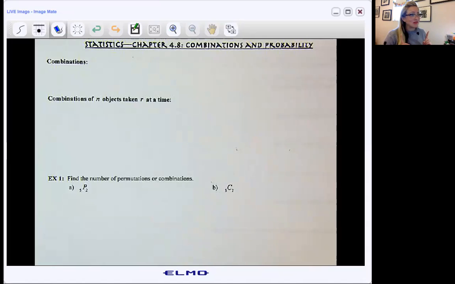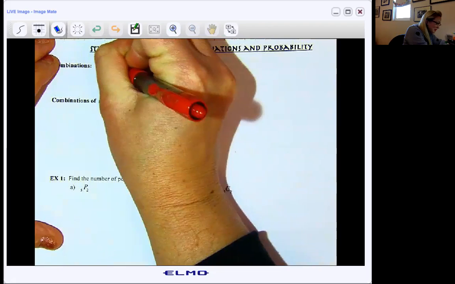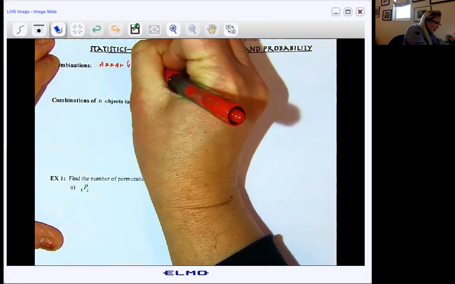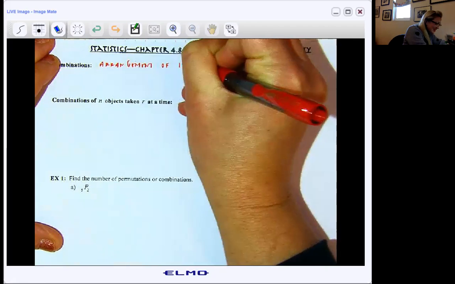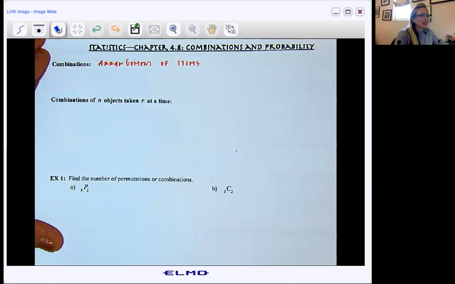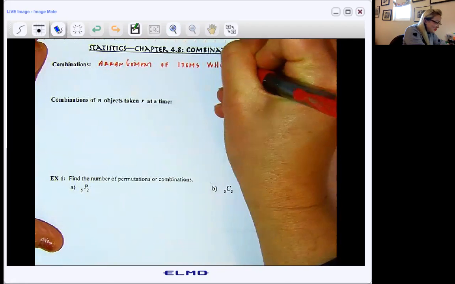A combination, order no longer matters. So we're looking at an arrangement of people, items, things, but order does not matter anymore. So I'm going to say an arrangement of people, items, things. I'll just say items. You guys get the idea. So an arrangement of items where order does not matter.